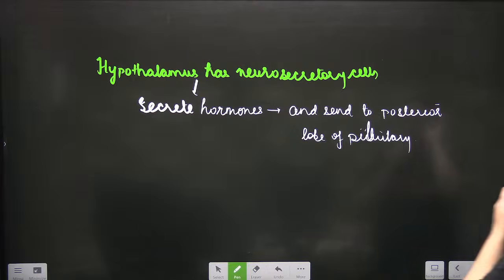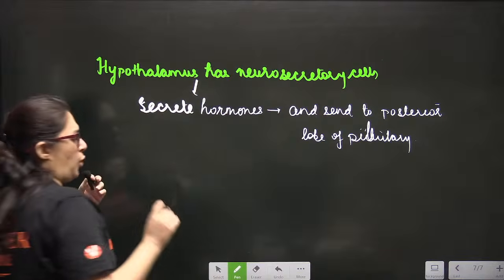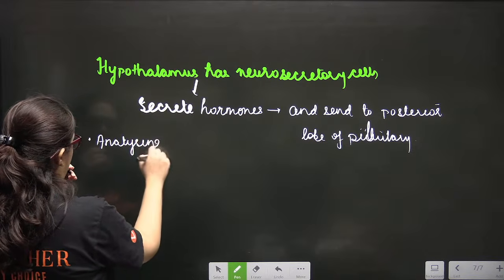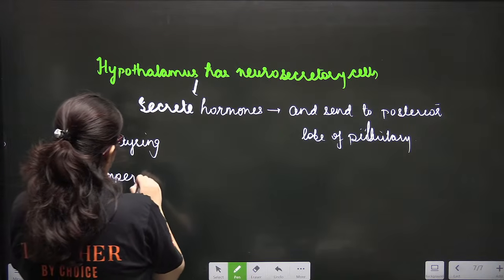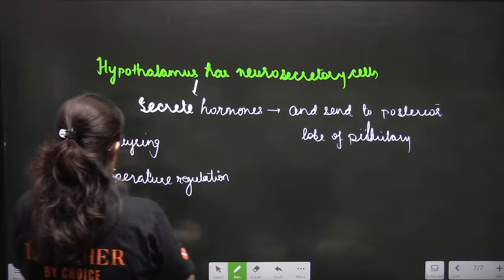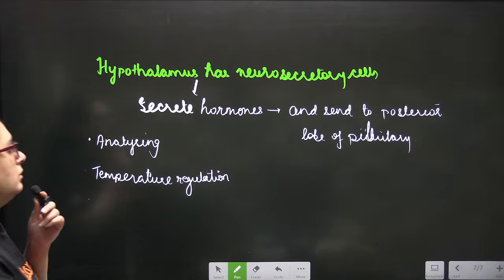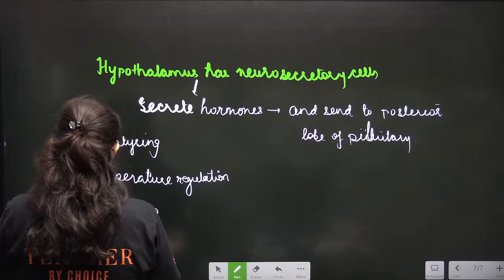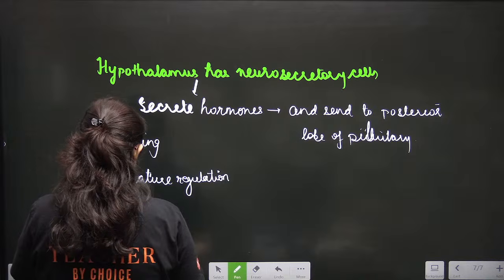Done. Let's go. Okay. Now, the main role of the forebrain is analyzing, temperature regulation, thinking, monitoring. Done.